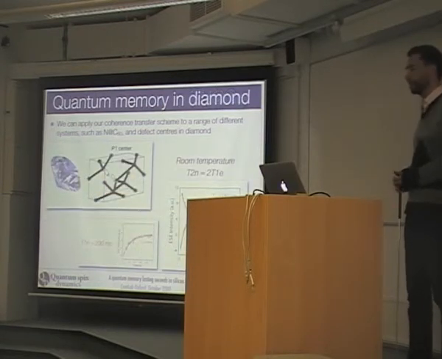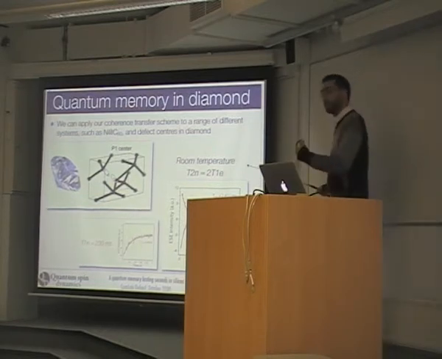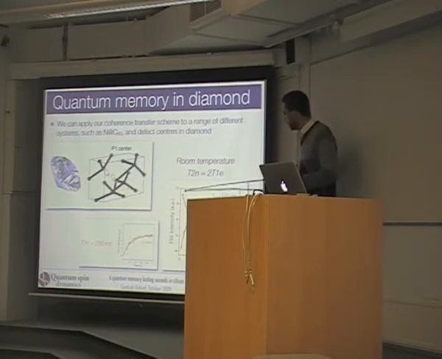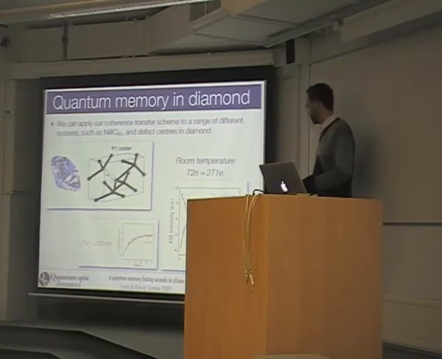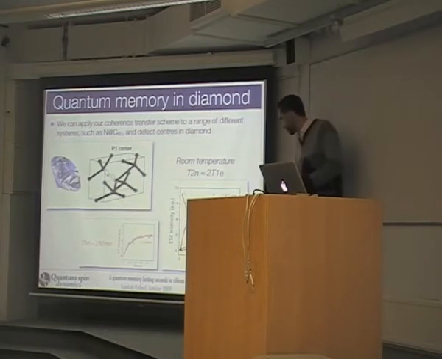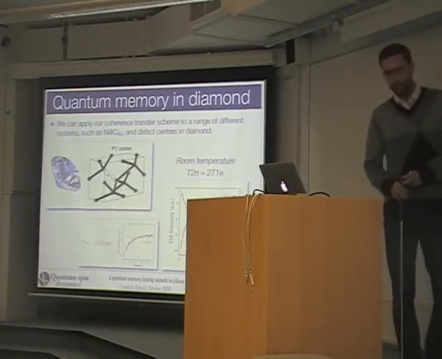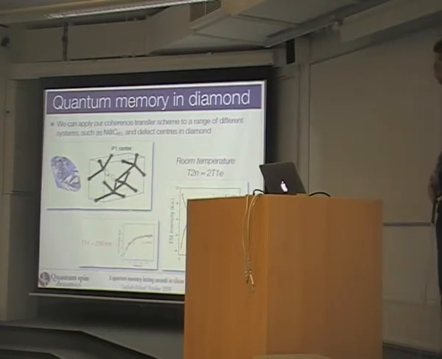And diamond is a very nice system because you can operate it at room temperature. And here we found that the nuclear memory time was 4 milliseconds at room temperature. It's bounded by this hard limit of twice the electron T1. So the electron T1 is about 2 milliseconds. So that could also be a very nice system if one could find a good way to couple different spins together.